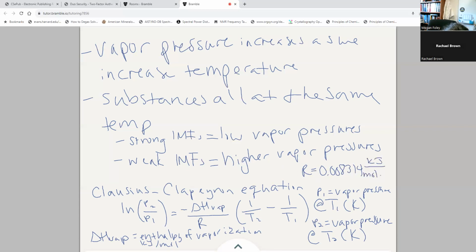Okay, so we'll look at working through some problems using the Clausius-Clapeyron equation. Last thing that we're going to be going over from this first module, so the last thing we'll go over on Tuesday, is a phase diagram.